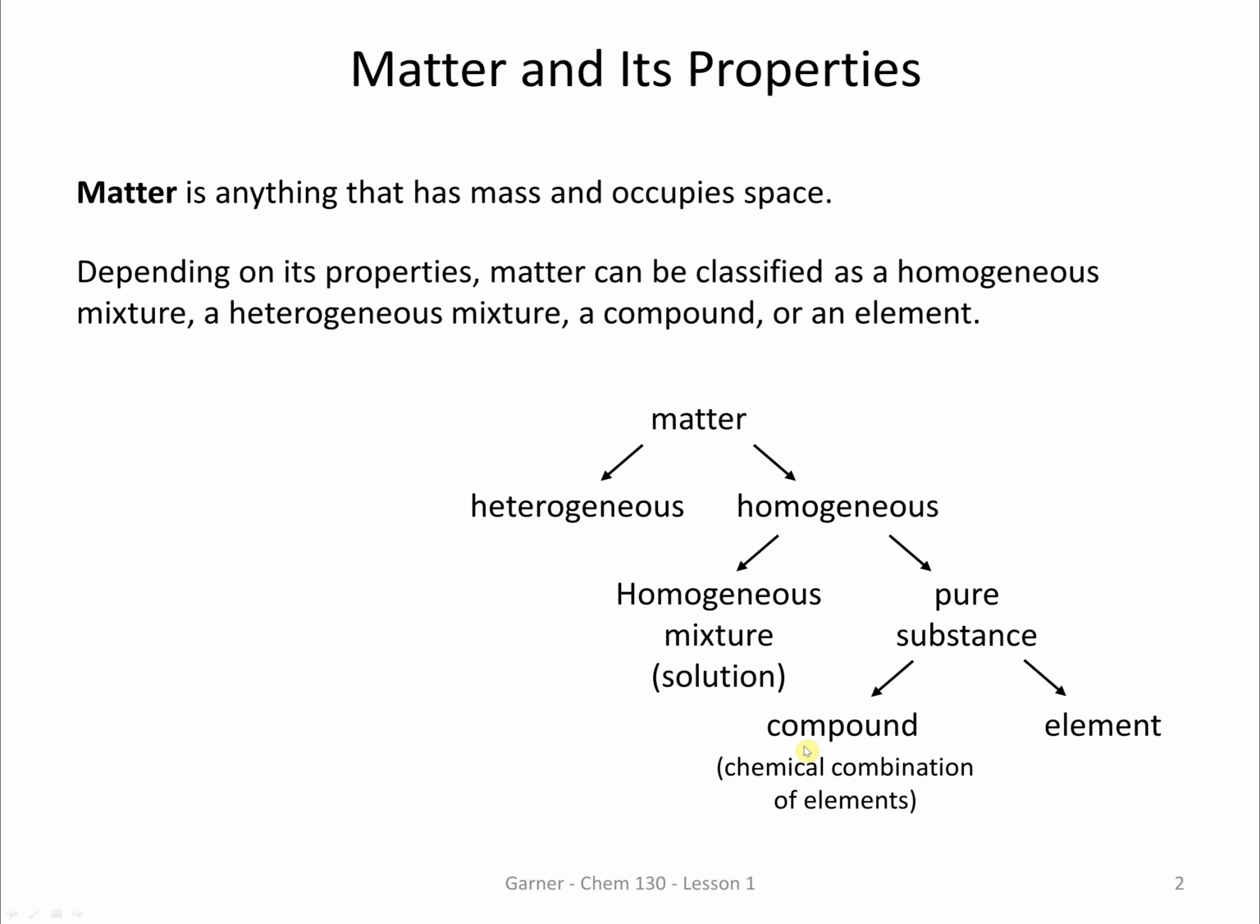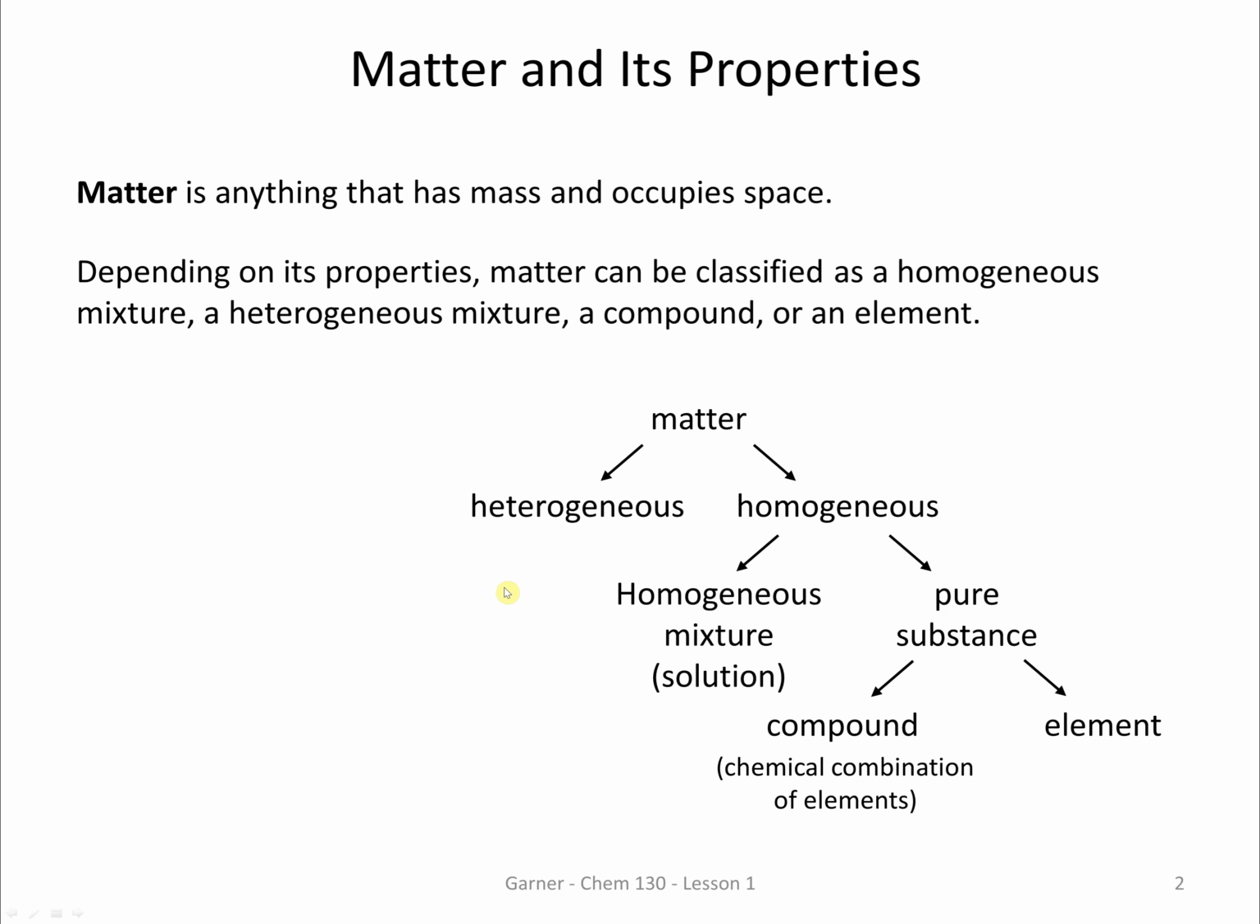So compounds are substances that are made of more than one chemical element. So they're a combination of multiple chemical elements. In contrast to that, chemical elements are just one type of atom, one type of element, not a mixture of multiple types of elements. And we'll learn a bit more about what an element is during next week's lessons.